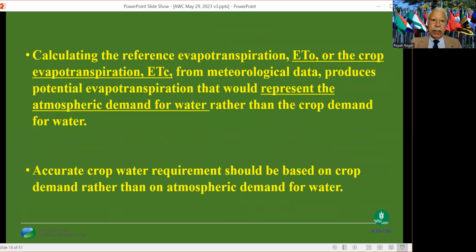So calculating the reference evapotranspiration or crop water requirements from meteorological data produced a potential evapotranspiration that's a lot higher than what we actually measure from direct measurements, because the meteorological data would represent the atmospheric demand for water rather than the crop demand for water. And accurate water requirements should be based on crop demand rather than atmospheric demand for water.